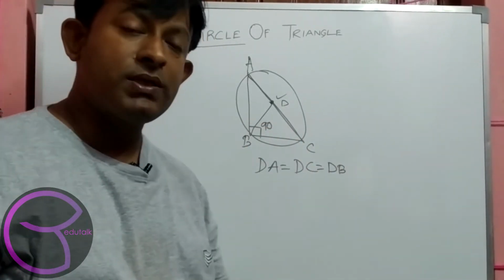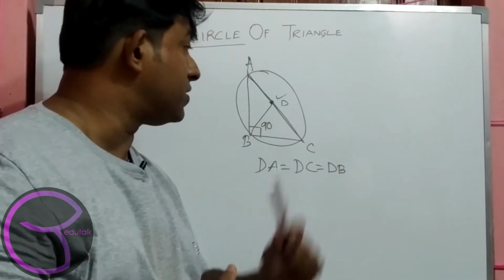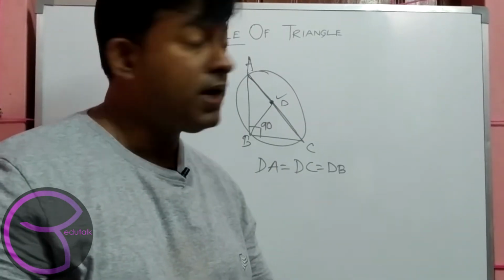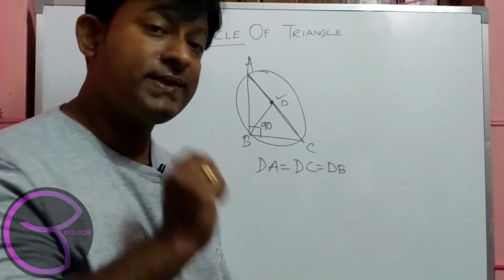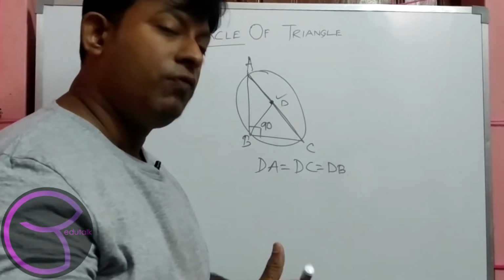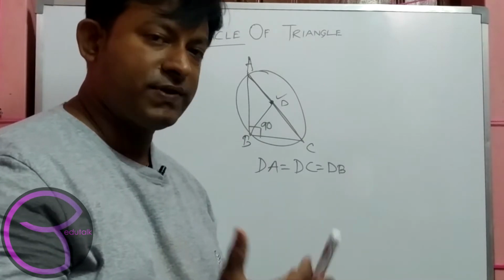This is a special property of the right angle triangle which has a circumcircle, where the hypotenuse is becoming its diameter and its midpoint is becoming the center, meaning the circumcenter. Okay, so now let's move on to another aspect of circumcircle.